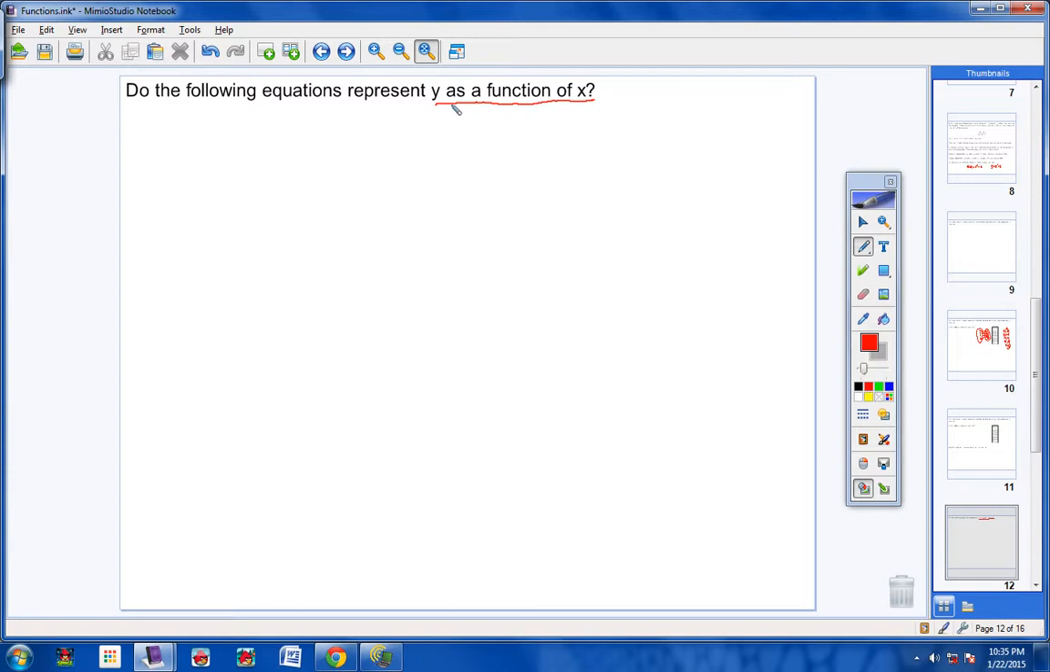Do you know what that means? You need to know what that means. Students, you need to know what that means. It means this. It means y equals, and then everything over here has to be in terms of what? X. There cannot be another variable over here. Okay? Y as a function of x.